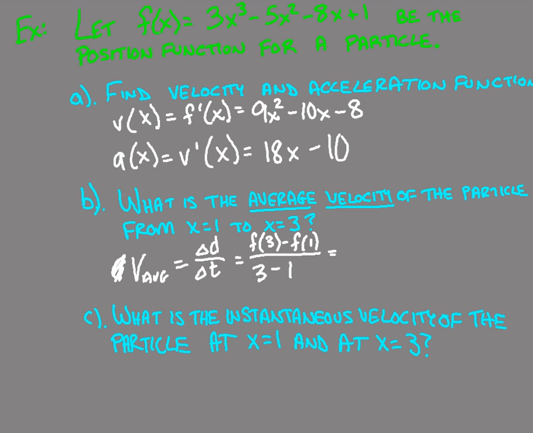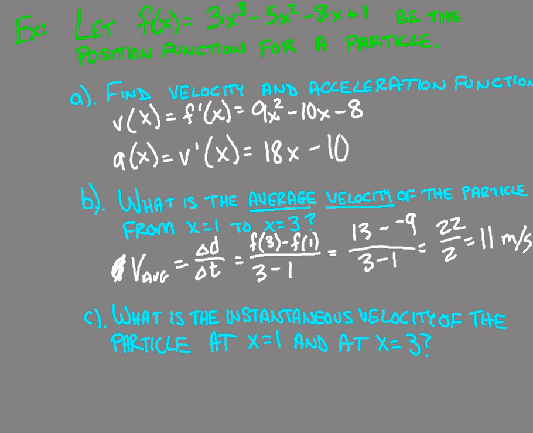So when I plug 3 into this function on my calculator, I should get 13. And when I plug in 1, I should get -9. So 13 minus -9 over 3 minus 1. So my top becomes 22, my bottom becomes 2, which means my answer here is 11. And whatever my units are, let's just say they were meters and seconds, so velocity would be in meters per second.